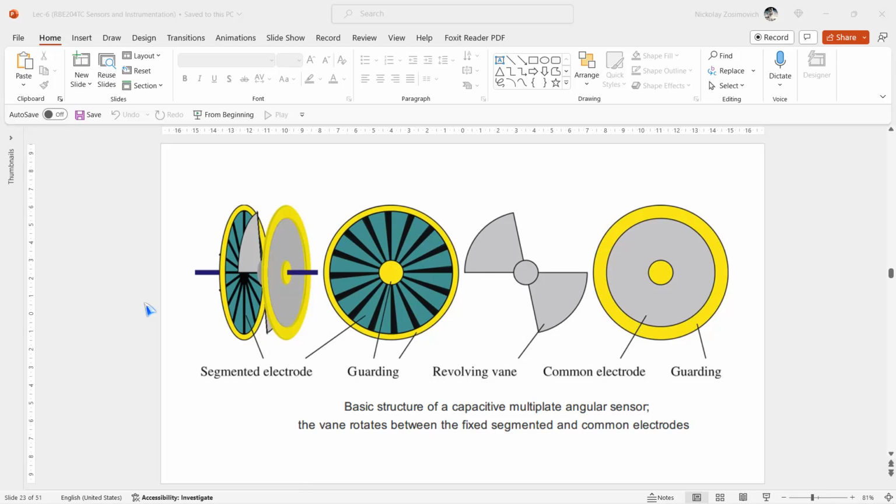For instance, multiple electrodes on the moving part. But evidently, guard electrodes are indispensable here to reduce stray field. The resolution of capacitive multiplate angular sensors can be as high as 18 bits or 5 seconds of arc.